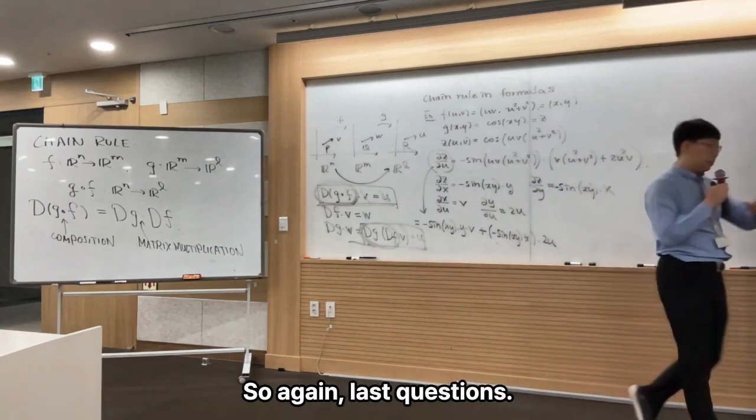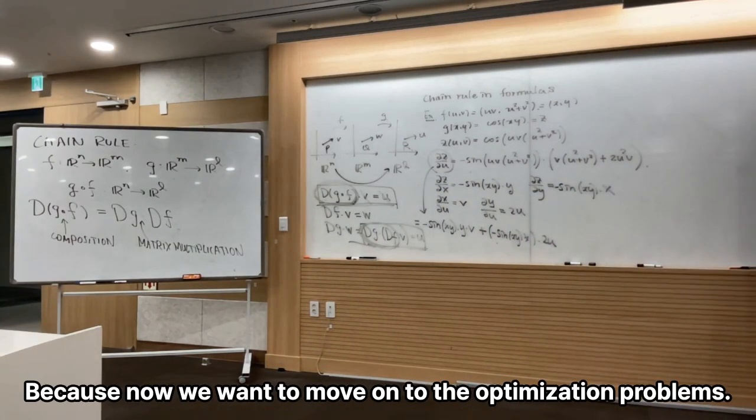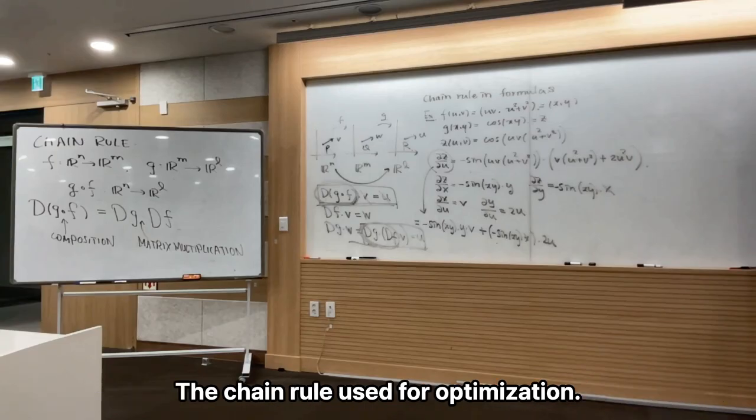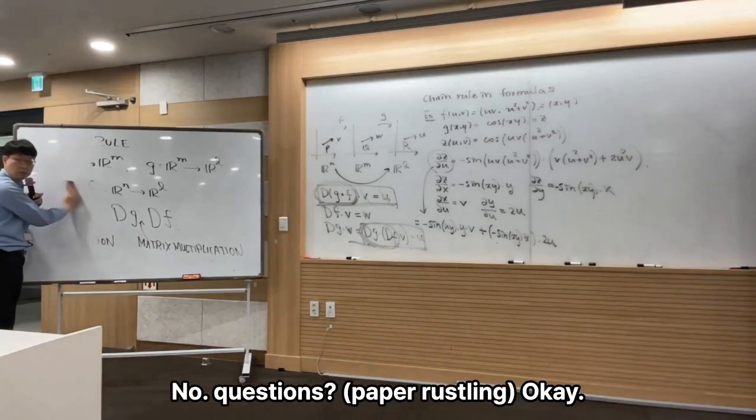So again, last question. Any questions before we move on to the next part? Because now we want to move on to the optimization problem. The chain rule used for optimization. No? No questions?